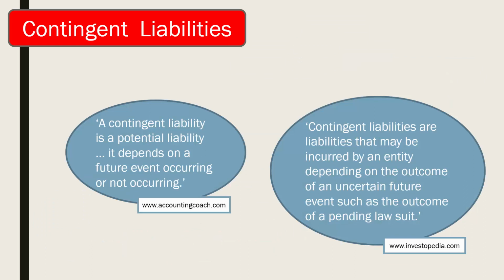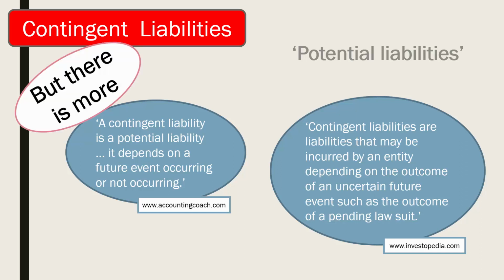Common definitions of contingent liabilities often only describe this one type of contingent liability. Some people describe contingent liabilities as potential liabilities. This is true for those contingent liabilities where there is a past event but not yet a present obligation. But there is more.